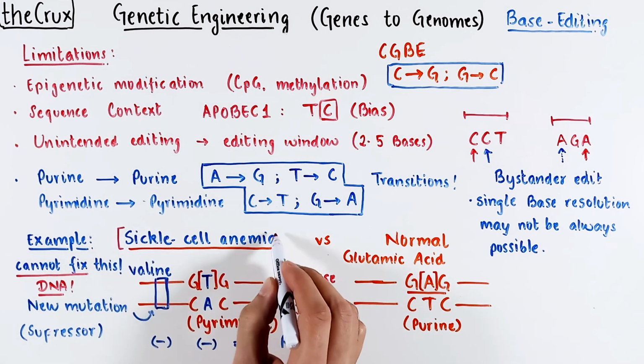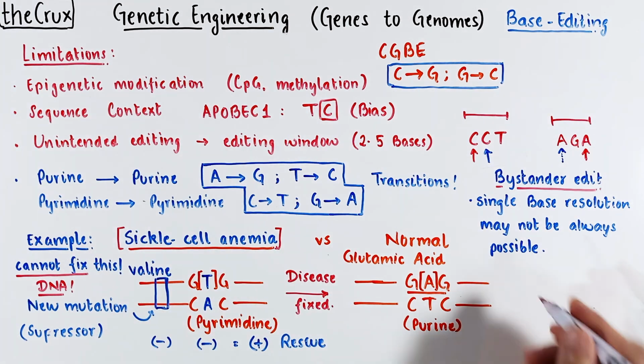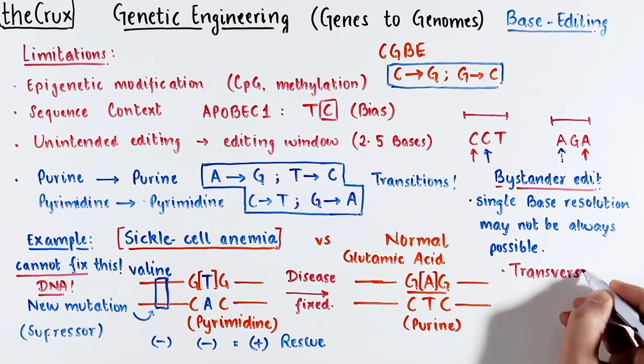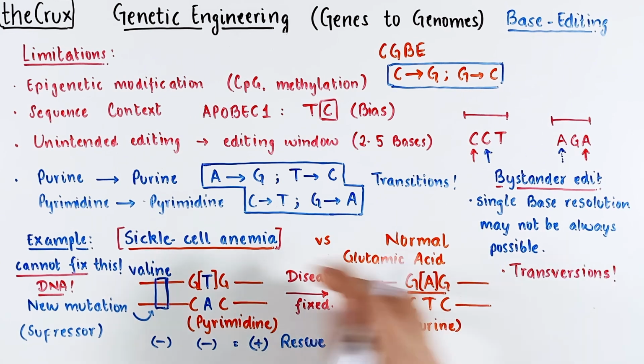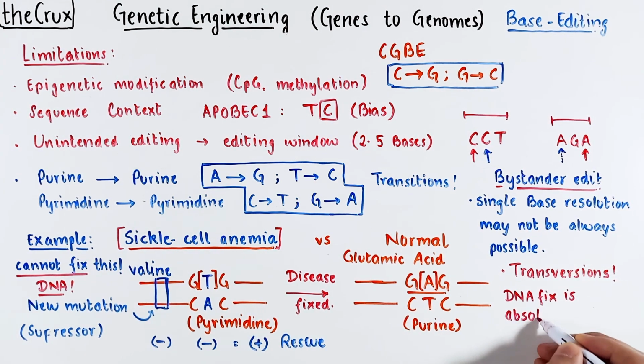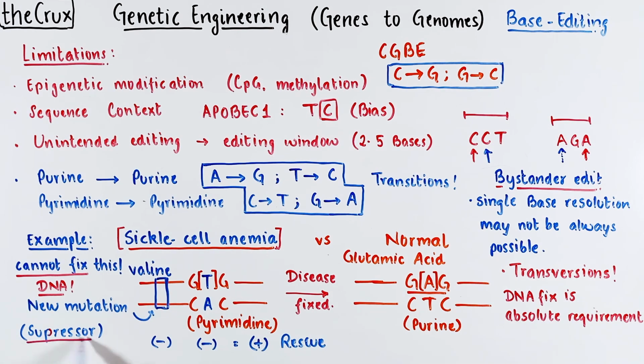Unlike sickle cell anemia cases, maybe in another disease, a compensatory or a suppressor mutation is not possible. In that case, maybe a transversion is absolutely required, and maybe targeting and fixing the exact mutated base in the DNA is the only solution because any other approach would not work. What do you do then? In those cases, perhaps prime editing is the answer, and I will discuss that in the next video.